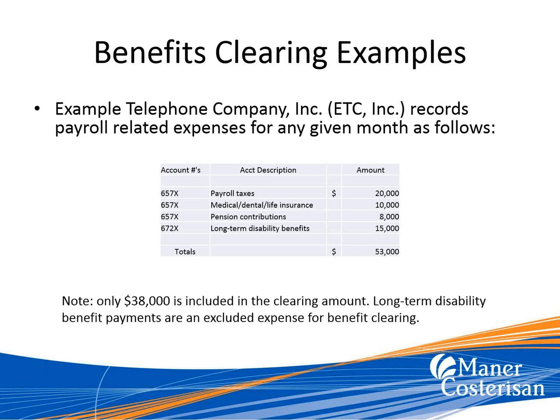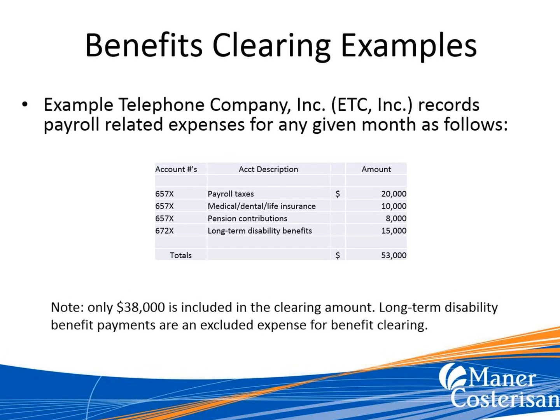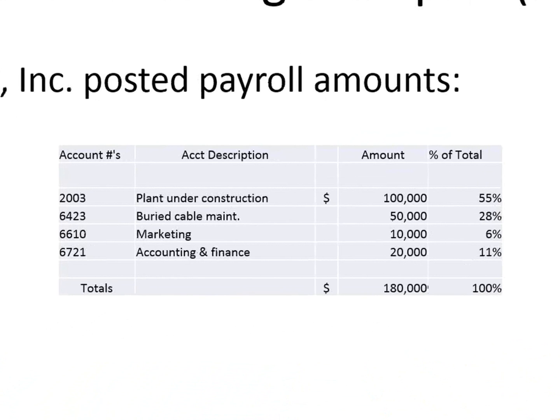Here we have ETC, Inc. posted payroll amounts. Posted to account 2003, plant under construction, $100,000. 6423, buried cable maintenance, $50,000. 6610, marketing, $10,000. 6721, accounting and finance, $20,000. You can see the allocation based on the percentage at 55%, 28%, 6%, and 11% accordingly. We've got a total of $180,000 of payroll posted.